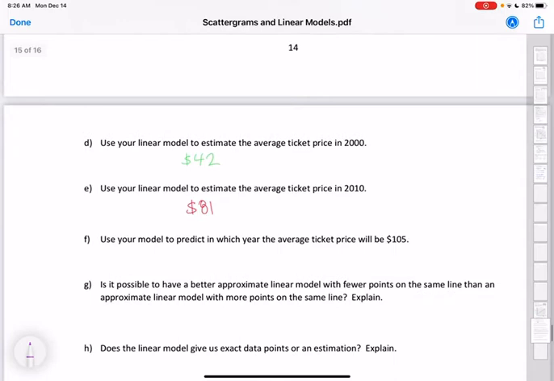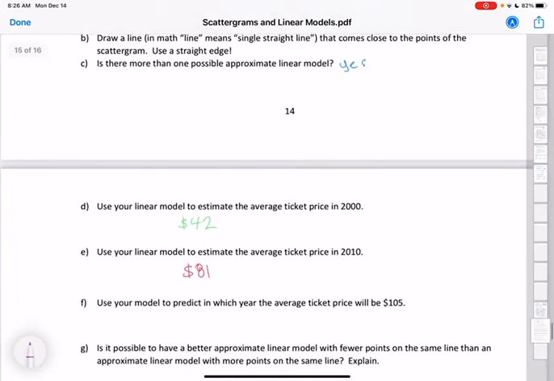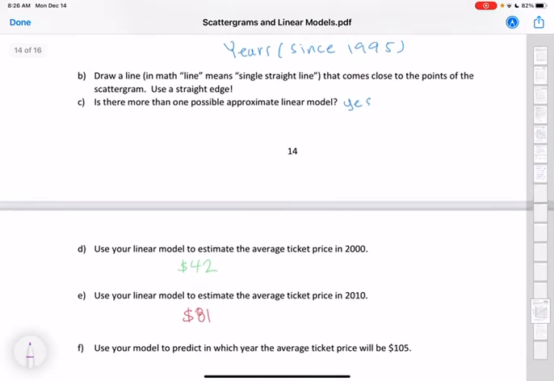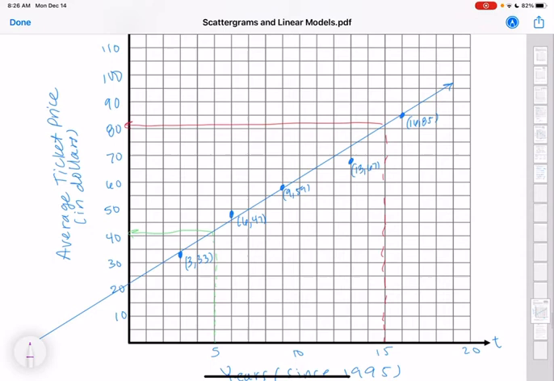Next, use your model to predict in which year the average ticket price will be $105. So now we're going to be looking at the other axis, right, at the 105. So go ahead and give that one a try. Hit pause if you need to and come back and let's compare. All right, so my line didn't quite go up far enough, so I'm just kind of estimating here. Probably would have crossed about there.